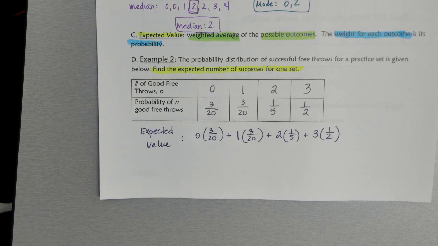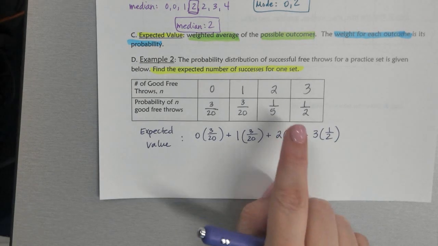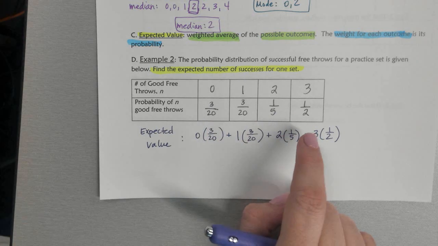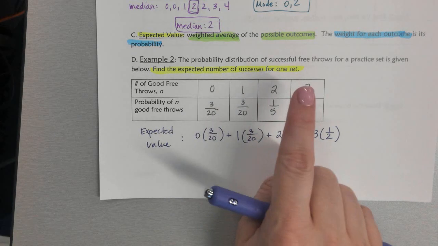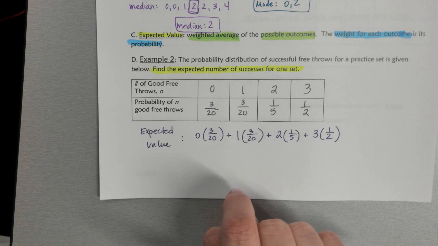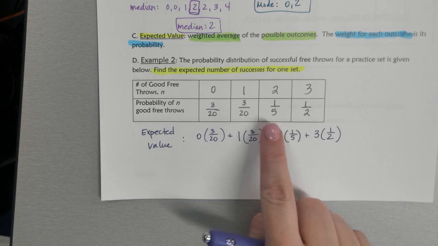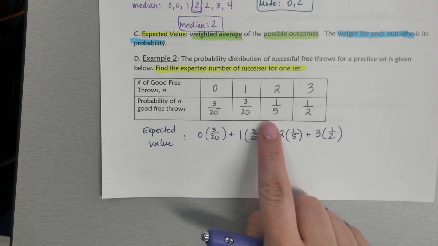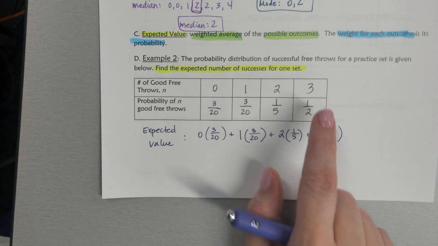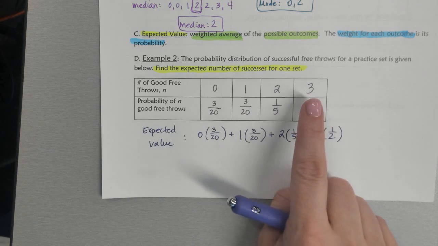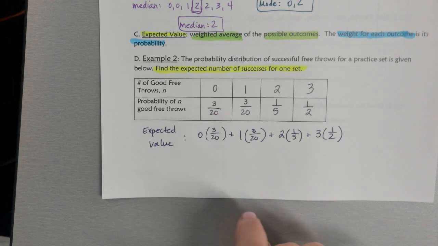Okay, and when you think about your expected value, think about the weights that these carry. Which one has the most weight? Which number has the most weight here? 3, because that's half of it, right? And all these are going to be less than half, okay? So our number should be closer to this side than this side here.